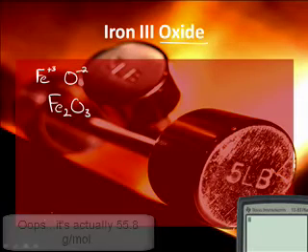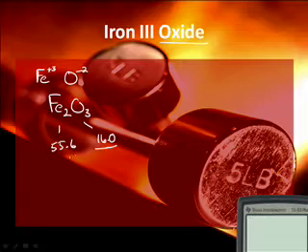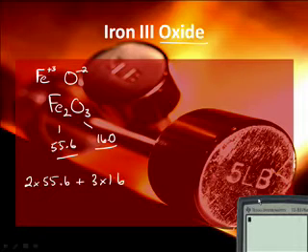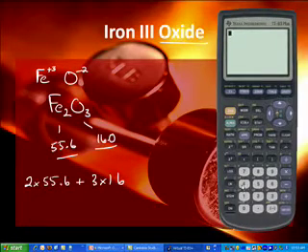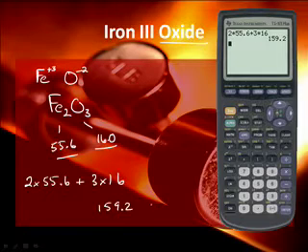So if we go back to our screen, iron weighs 55.6 and oxygen weighs 16.0, but we have a particular problem, and that problem, of course, is that there's 2 irons and 3 oxygens. So this is what I would do. I would say 2 times 55.6 plus 3 times 16. And so I can do that on my calculator right here. Push the enter button, and we get 159.2.